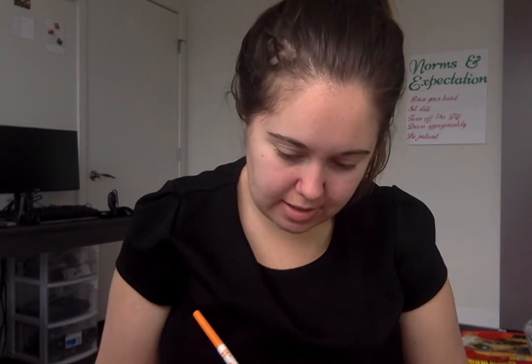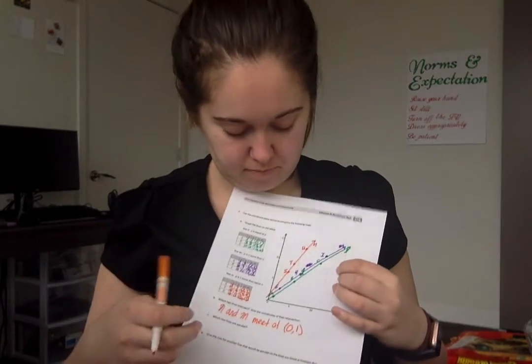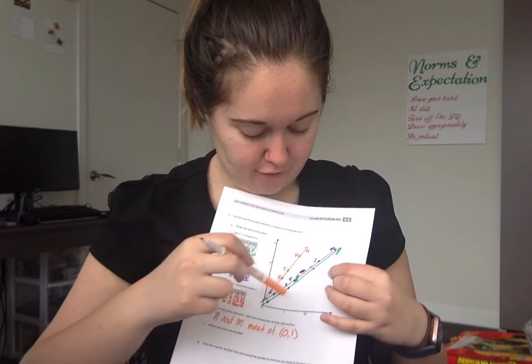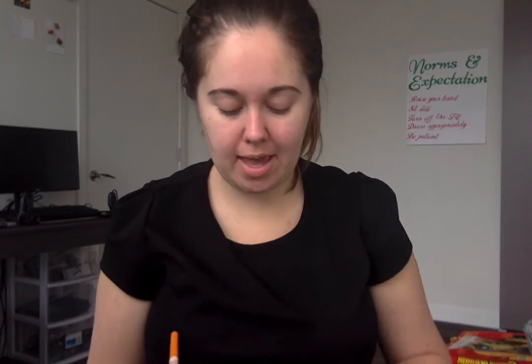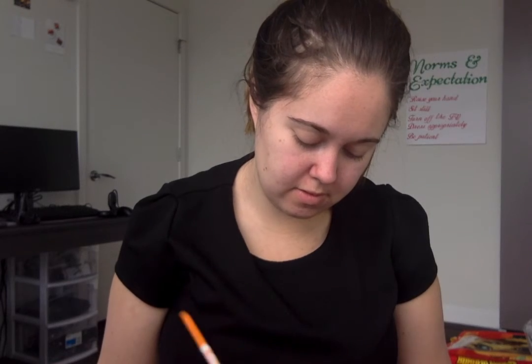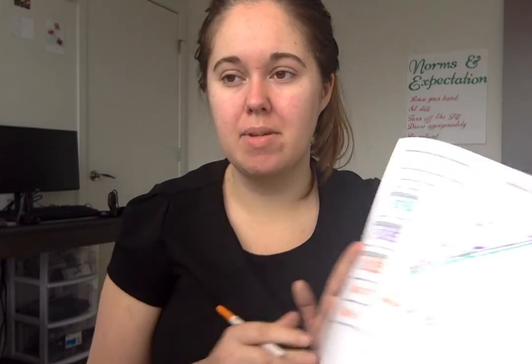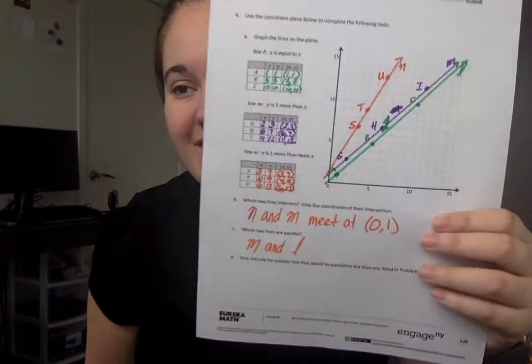That's fine. Which 2 lines are parallel? Ooh. These 2 are parallel. They're never going to cross. So that's M and L. Or L and M, I guess, if you want to put it in alphabetical order.